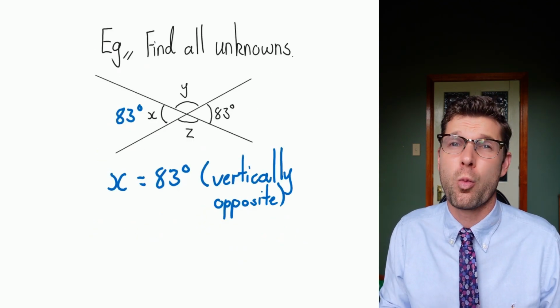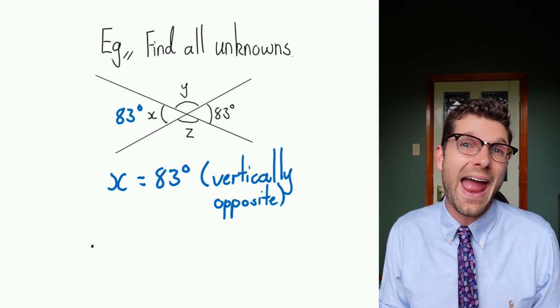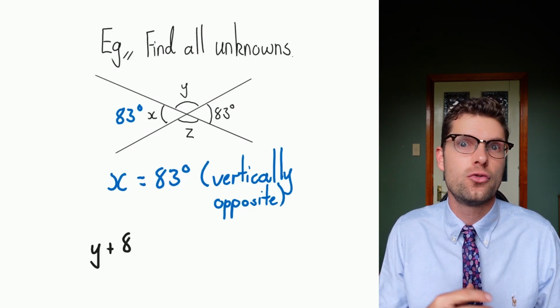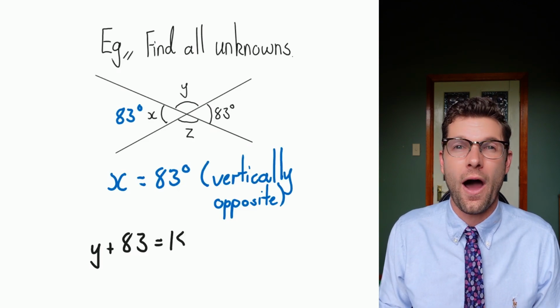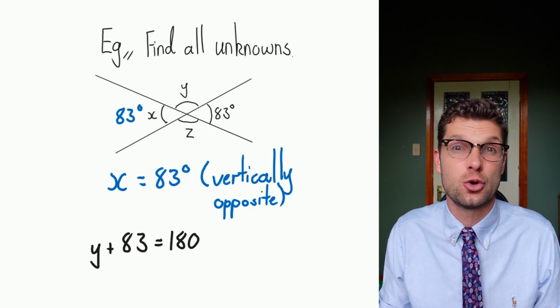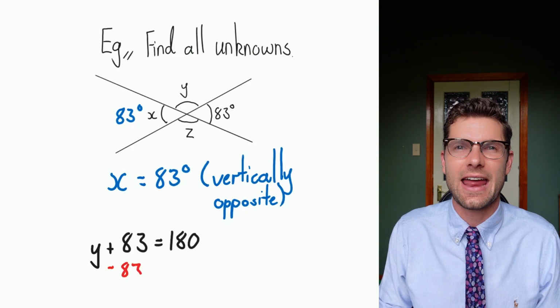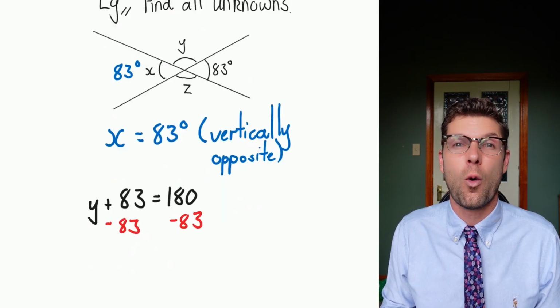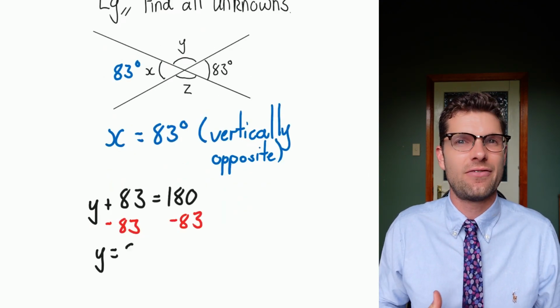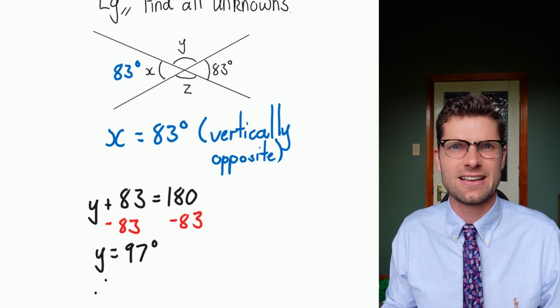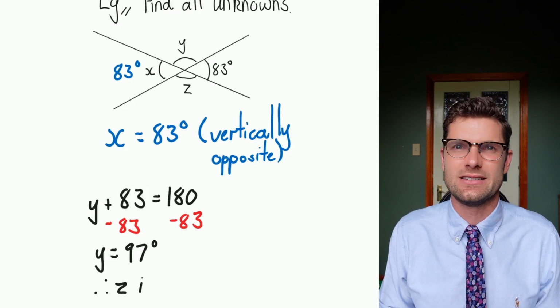From here, I can find y incredibly quickly. y has to be supplementary to those 83s. So I've got y plus 83 is equal to 180. If I minus 83 from both sides, I get the answer of y is equal to 97. If that y is 97, then that z has to be 97 as well, and we're done.